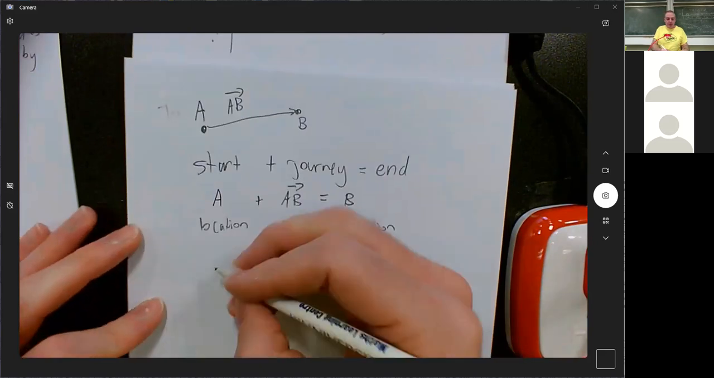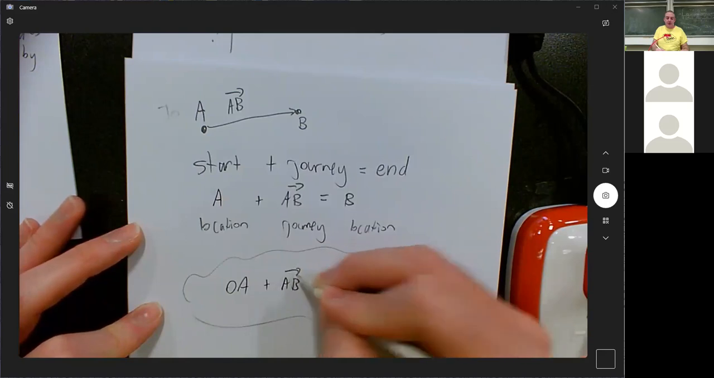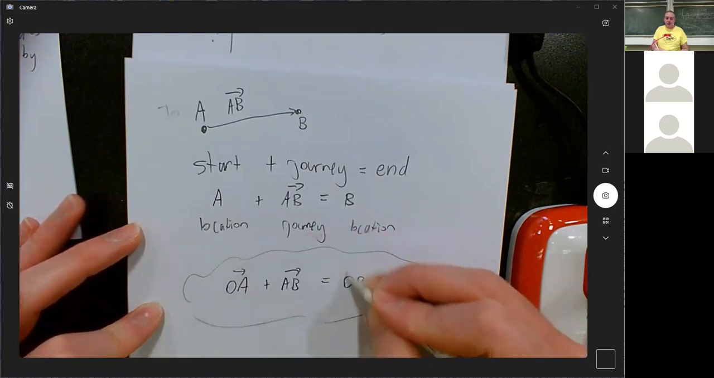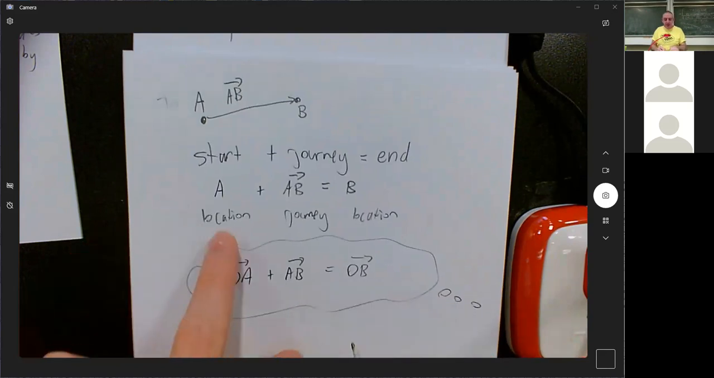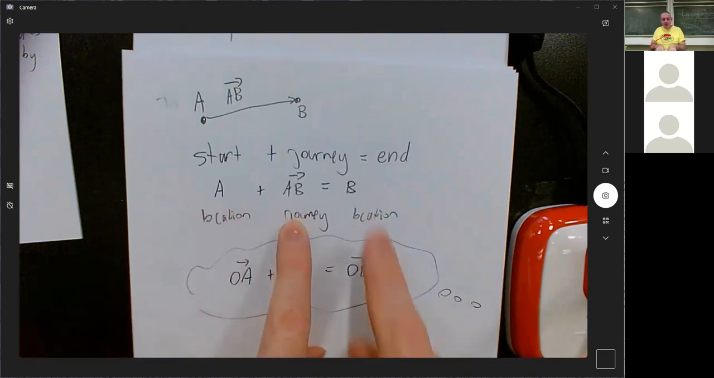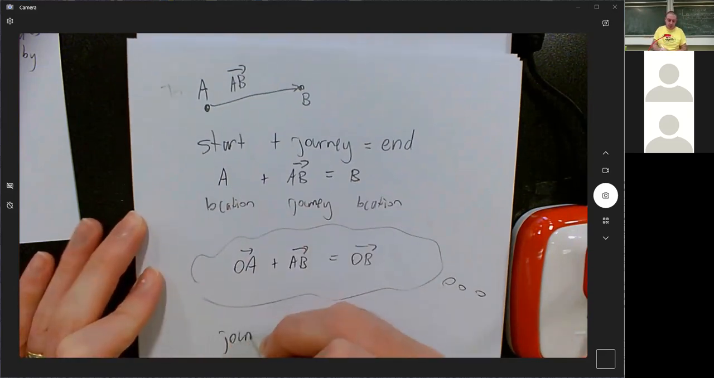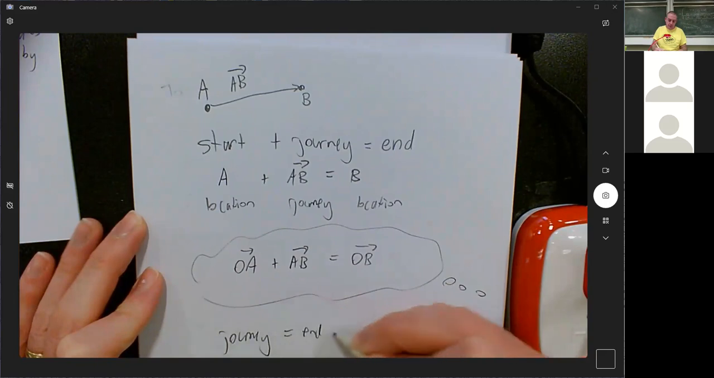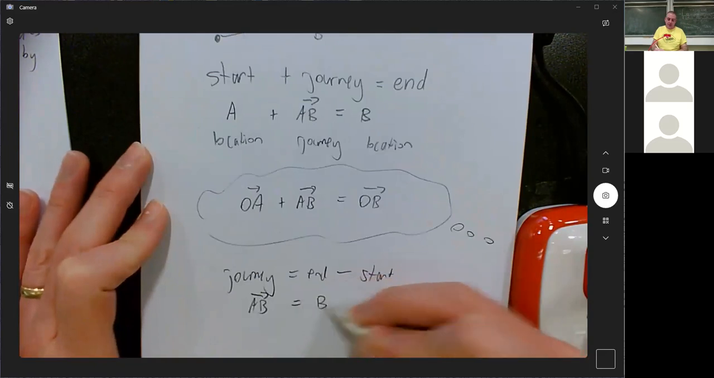Some people would think about this as the journey from the origin to A plus the journey from A to B is the journey from the origin to B. They would think about it that way, but I find that difficult to process. I find it easier to say start plus journey is end. And it makes it easier for me to process this as well. Well, if this plus this is this, then the journey must be end minus beginning. So the vector from A to B is the coordinates of B minus the coordinates of A.